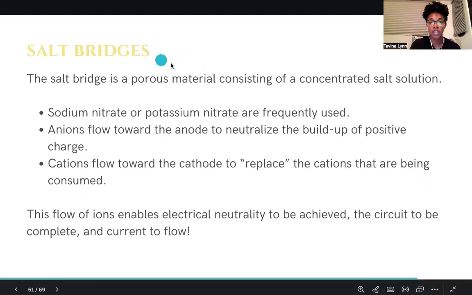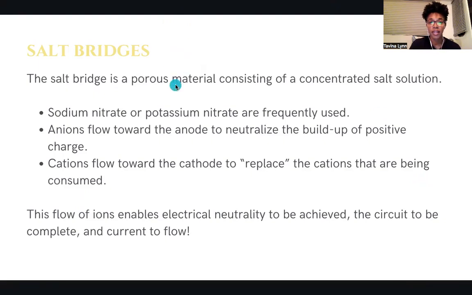All right, so that's our introduction to the galvanic cells.